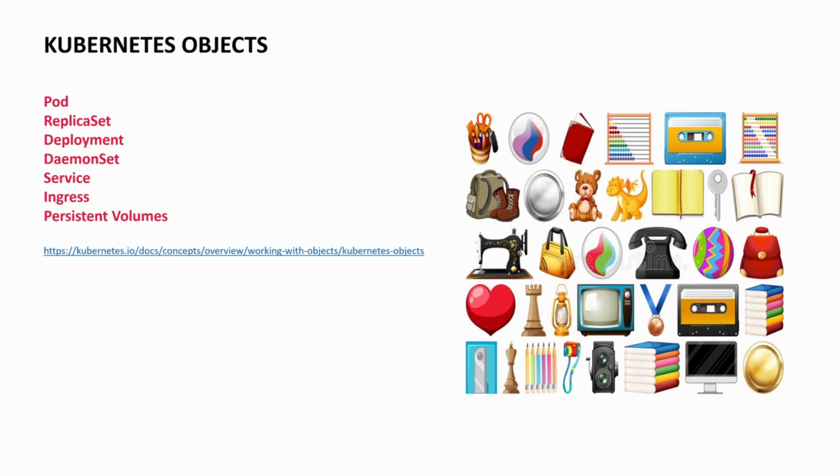Kubernetes objects. In my previous courses, Containers and Multi-Cloud Kubernetes, I spoke about Kubernetes objects in detail. Kubernetes supports more than 50 objects. You can also create your own object if you want to. However, it is very important to know the objects that I list here: pod, replica set, deployment, daemon set, ingress, and persistent volumes. I give the link here.